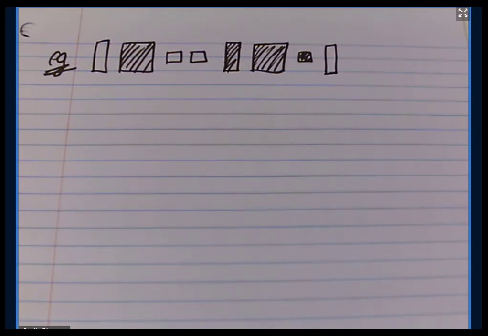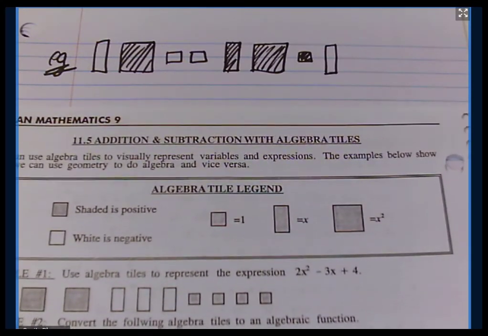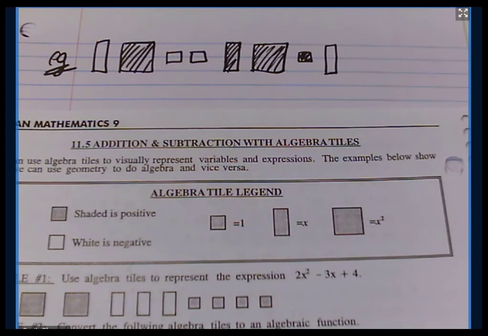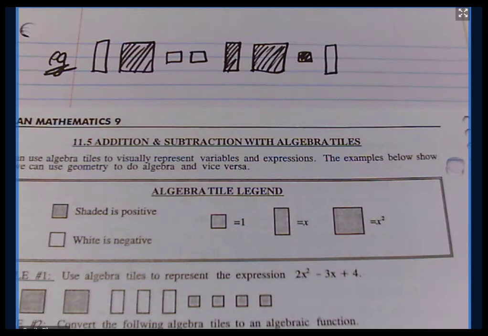So again, here was our legend of the algebra tiles. Anything shaded is positive, anything unshaded is negative. The little squares represent 1. If it's shaded, it's a plus 1. If it's unshaded, it's negative 1. The rectangles represent the x. And again, if it's shaded, it's a positive x. If it's unshaded like this, it would be a negative x.